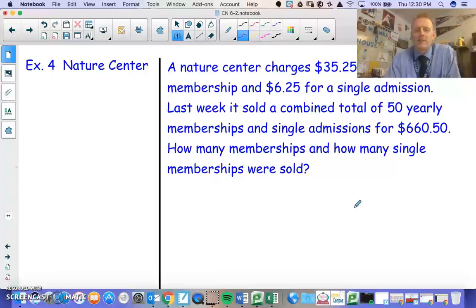I know that my face is in the way for this specific problem. So what we're going to do is we're going to use this problem to start class with tomorrow. So make sure you do your best. This says $35.25 for a yearly membership, $6.25 for a single admission. Do your best to come up with an answer for this, and then we're going to solve it tomorrow. So this is your chance to show that you actually, truly do know how to do this stuff.